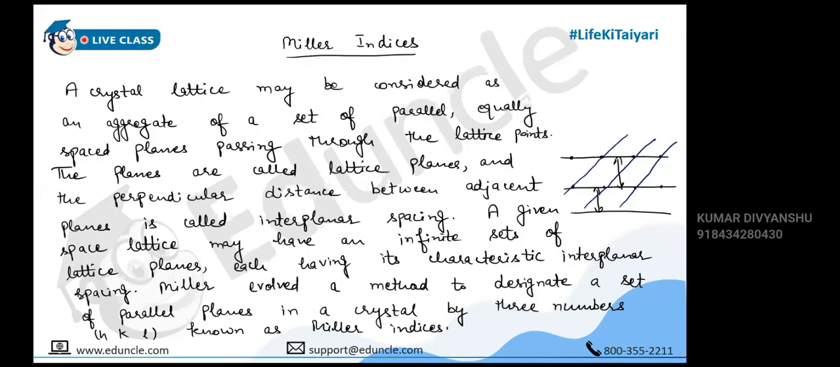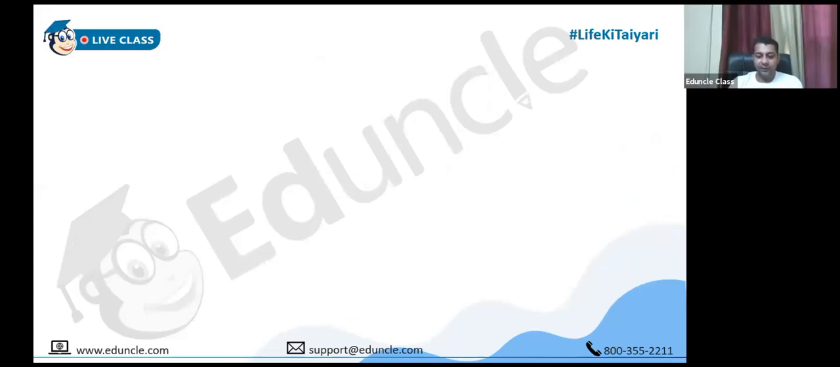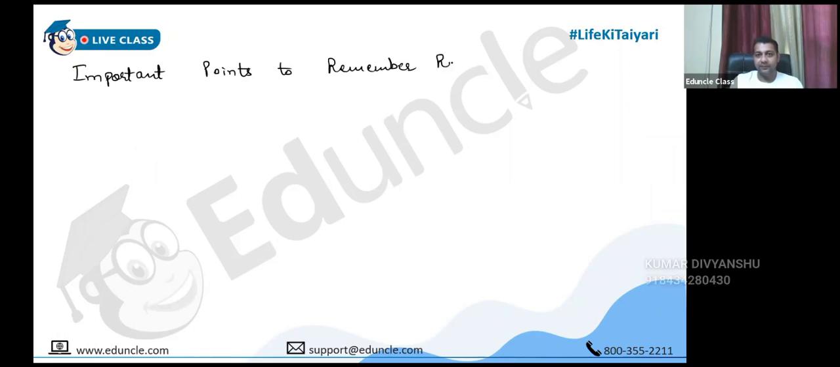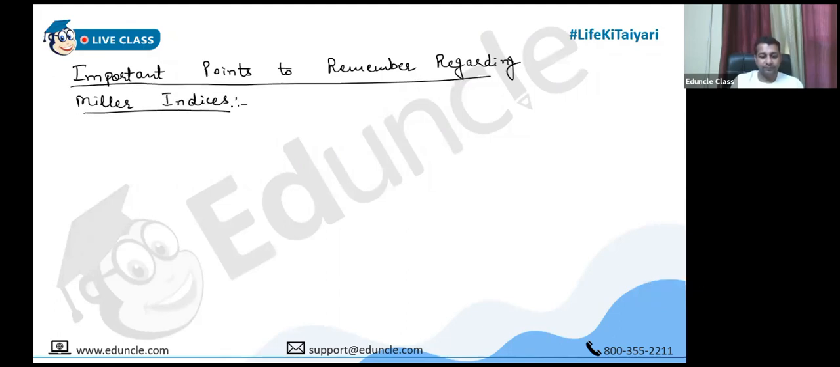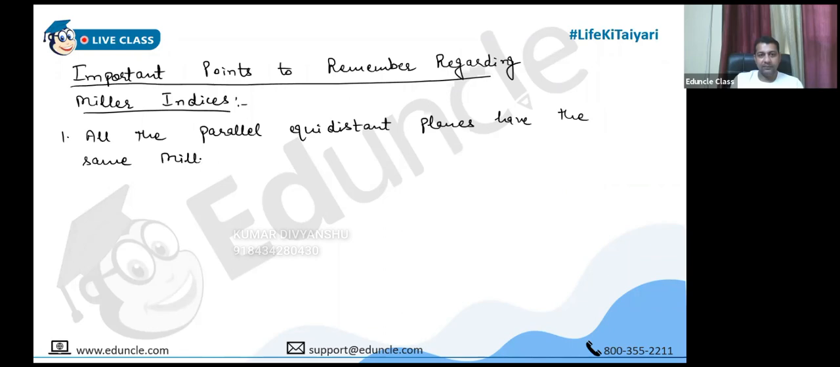Right now I have discussed only the definition, but the rest of the things I will be telling you. Now, you need to remember these important points. You can write the heading: important points to remember regarding Miller indices. All the parallel equidistant planes, as discussed earlier also, have the same Miller indices.